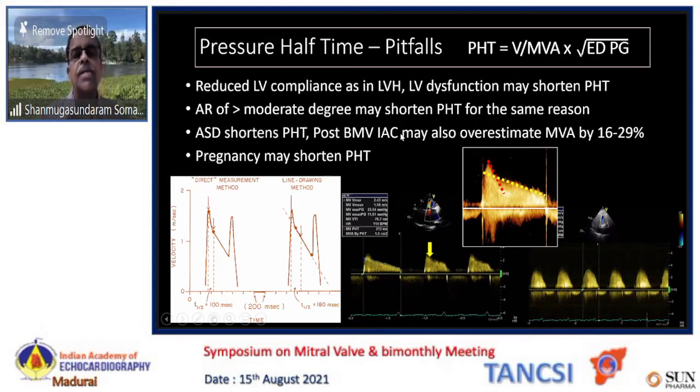We also realized that reduced compliance of LV, as in left ventricular hypertrophy or left ventricular dysfunction, and moderate to severe aortic regurgitation may shorten the pressure half time. By decompressing the LA, ASD may shorten pressure half time. And so there are so many variables which can alter the pressure half time.